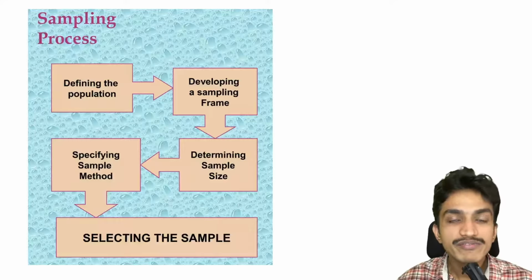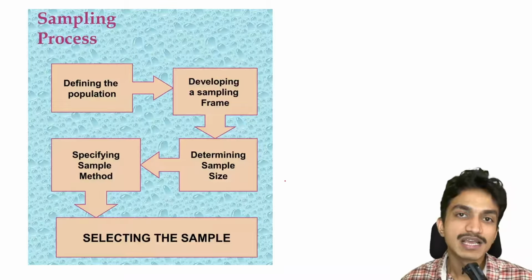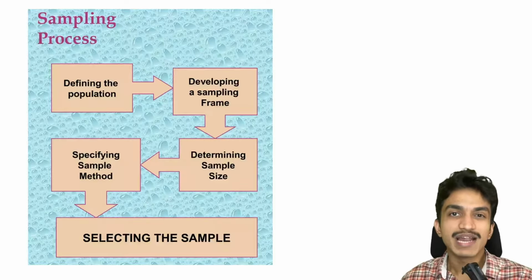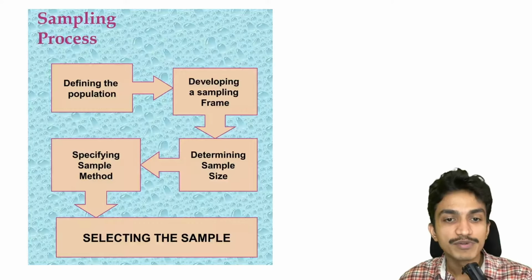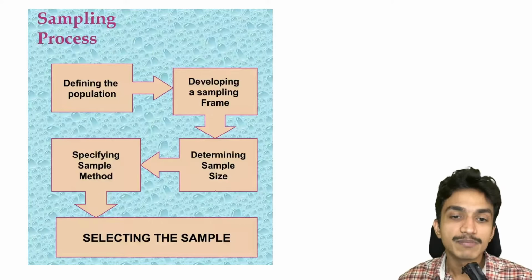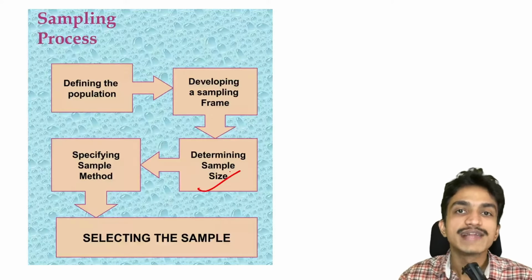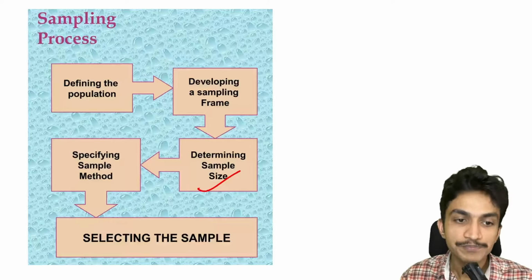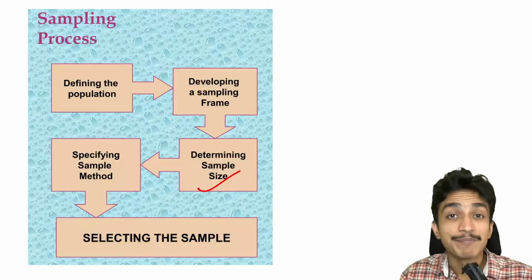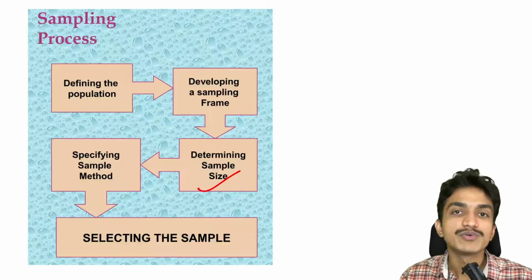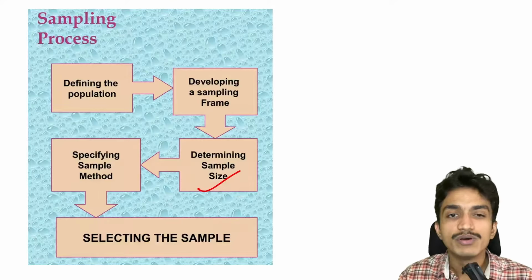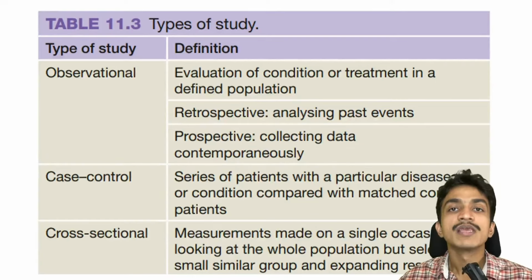Now, how do we define a sampling process? Basically, we define the population where we are going to do the study. We develop a sampling frame, that this should be the demographics of the population. Then we determine the size according to the time duration and according to what results we are planning to explore. Then we specify the sampling method, and finally we come to selecting the sample. It is not just randomly that we select 50 patients. We do it through the following process.